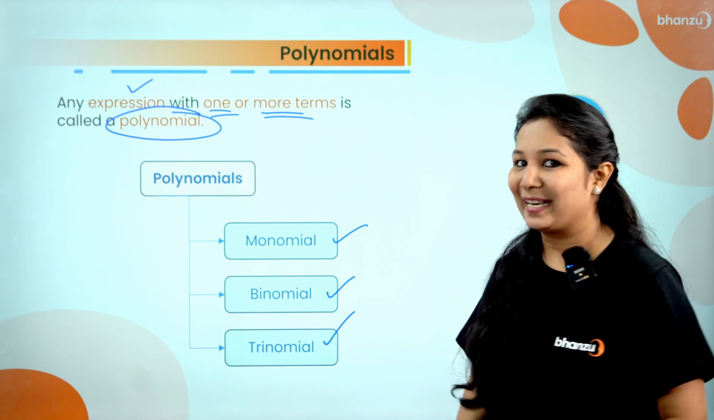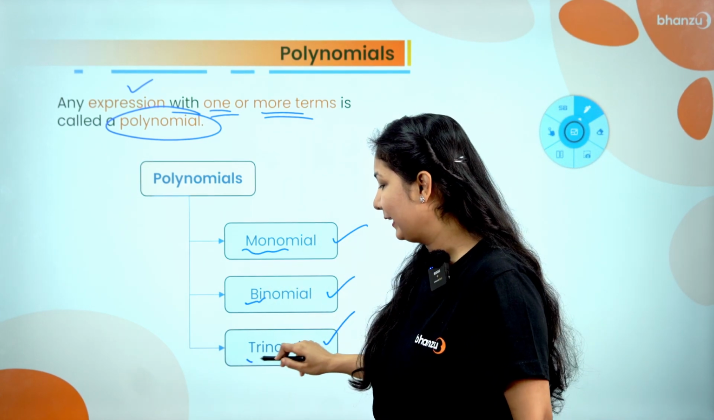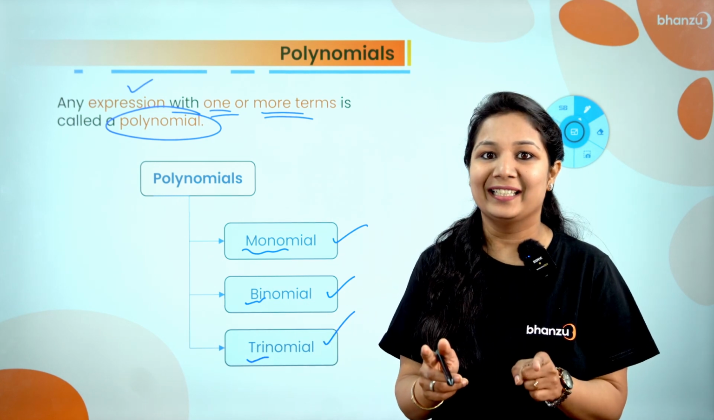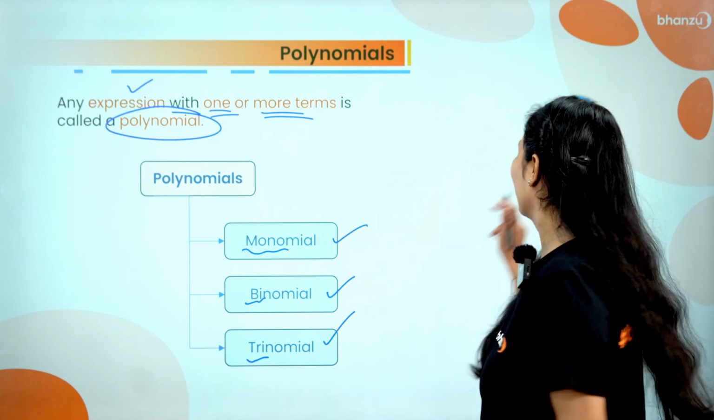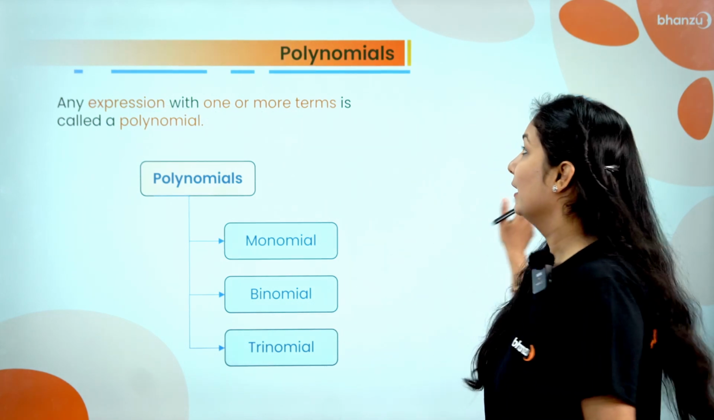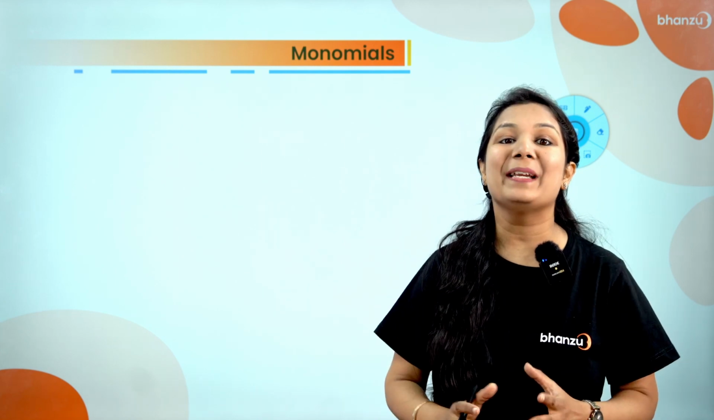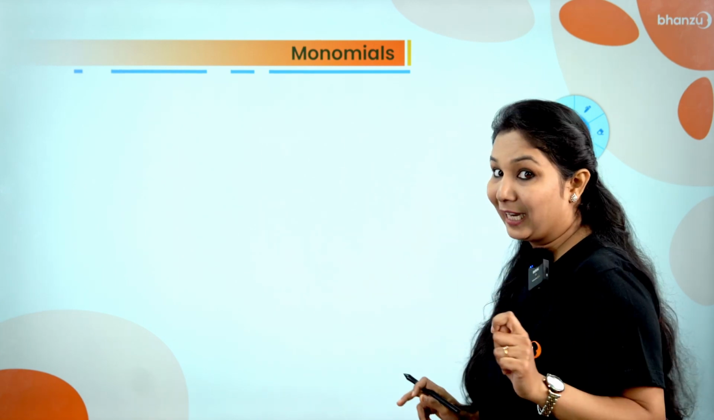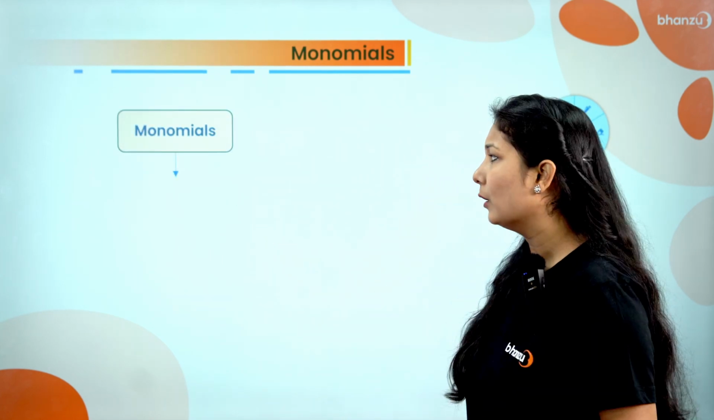I hope everybody is clear with the terms mono, bi and tri. How many of you know about it? Yes? No? No problem. I am going to tell you in today's session one by one. Let's start with what are monomials. Mono means single. So these would be the expressions which have just one term.